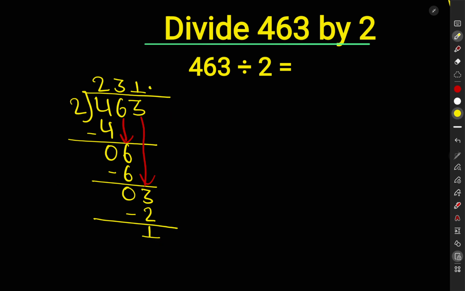So we put here decimal so that we take 0. So it is 10 and 2 times 5 is 10. On subtracting, it is 0. So 463 divided by 2 is 231.5.